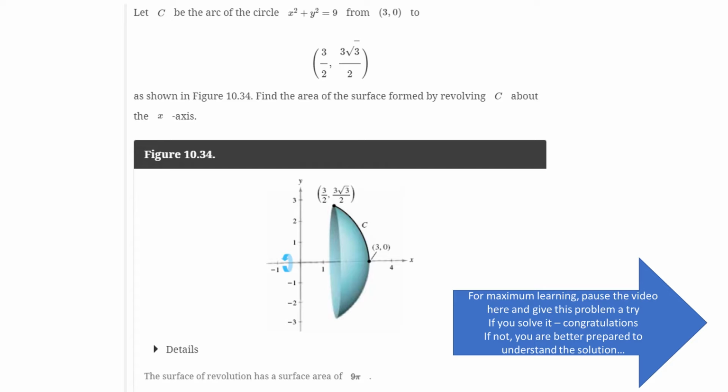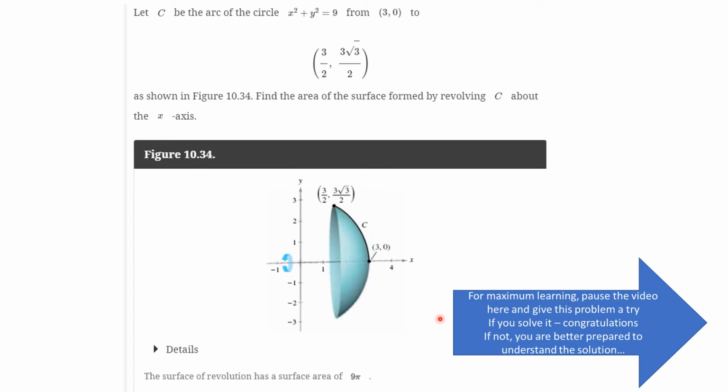So here we're going to let C be the arc of the circle x squared plus y squared equals 9, running from (3, 0) to (3/2, 3/2 times the square root of 3). So you see this is the curve C. It's a circle of radius 3, and we're going from there. This is the arc of the circle. But then we're revolving C about the x-axis, so we're revolving this around, and we want to find the surface area of this spherical dome that we have here.